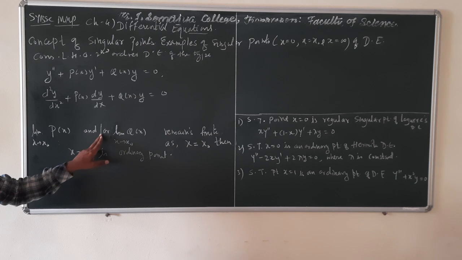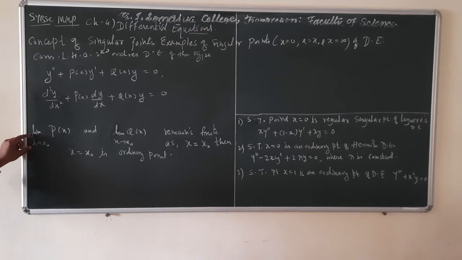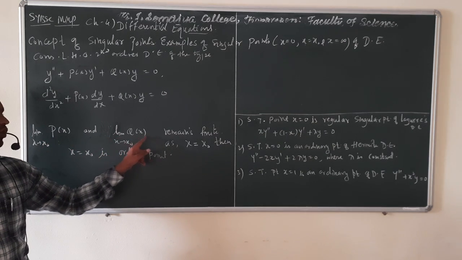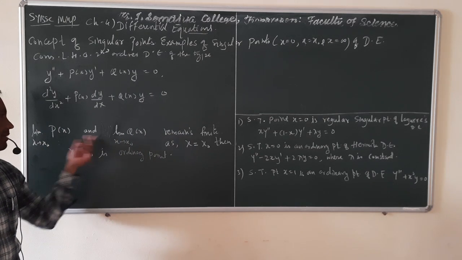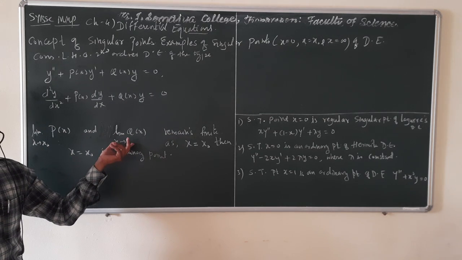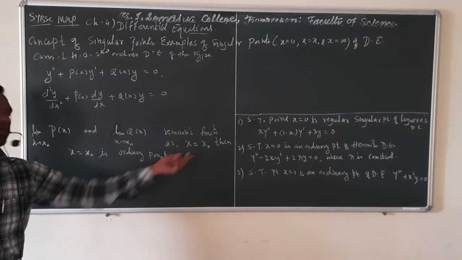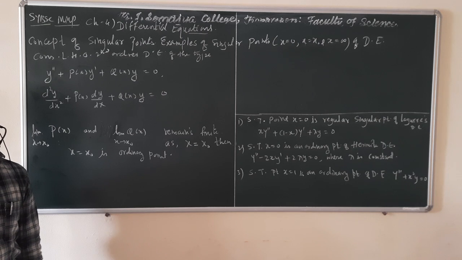Here both limits have to remain finite: the limit as x tends to x0 of p of x and the limit as x tends to x0 of q of x. If both these limits remain finite, then such a point, x is equal to x0, is an ordinary point of the given differential equation.